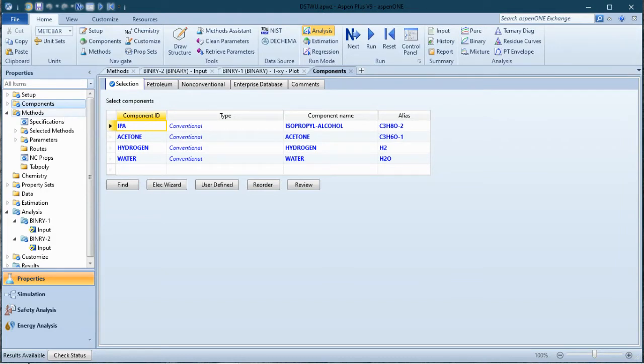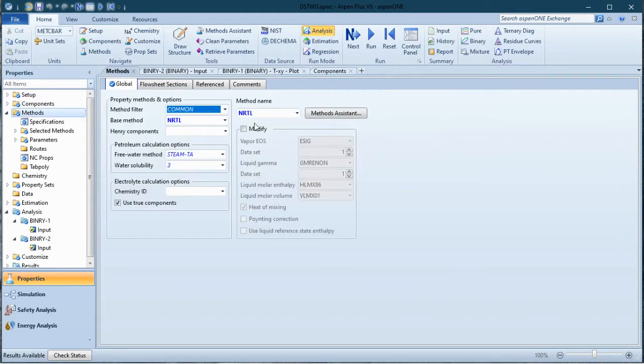And then we choose the thermodynamic method NRTL, because it is a non-random two-liquid model used for calculating activity coefficient to take into account non-ideality in the liquid phase. And then we perform thermodynamic binary analysis.